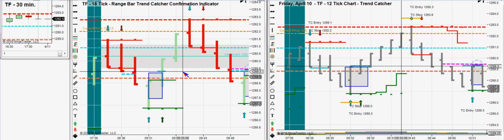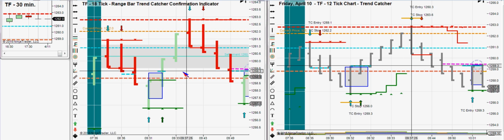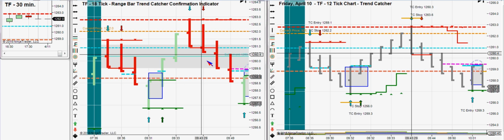I don't know how else to increase the volume. I can try moving my microphone around. Hopefully that's somewhat better.